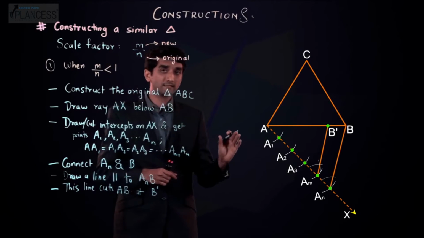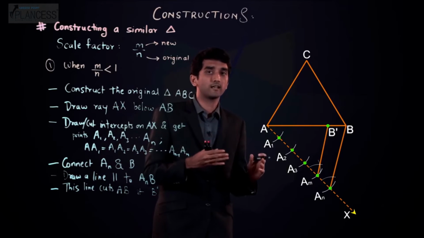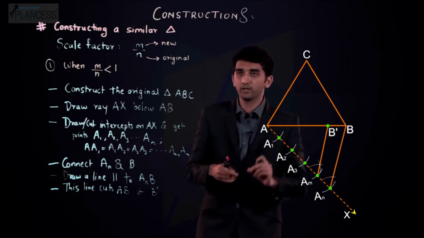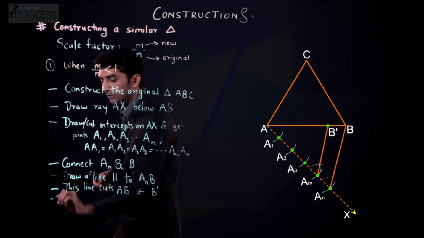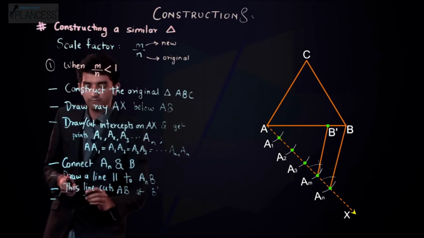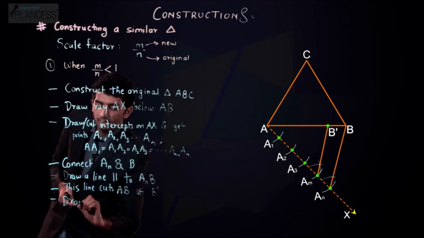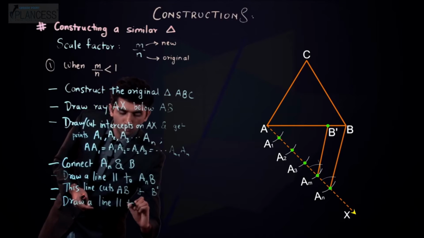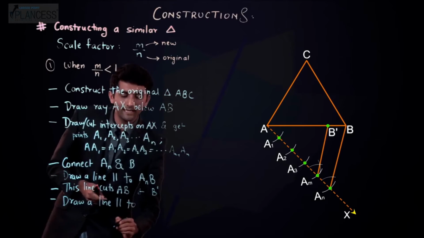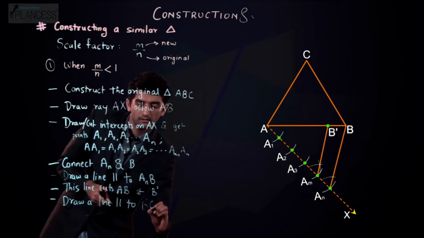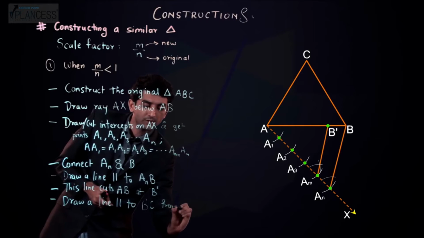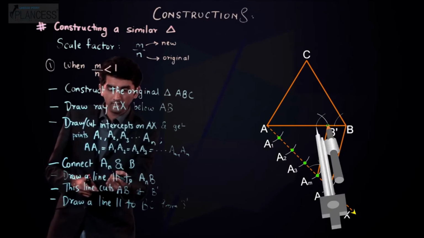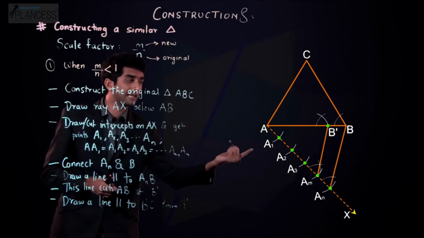Now once that is done, the next target is to find out the point C dash, which is the third point of the triangle. So what we are going to do is, after we get B dash, we have to draw a line parallel to BC from B dash. On that note, I remember that here we have written, draw a line parallel to AB.